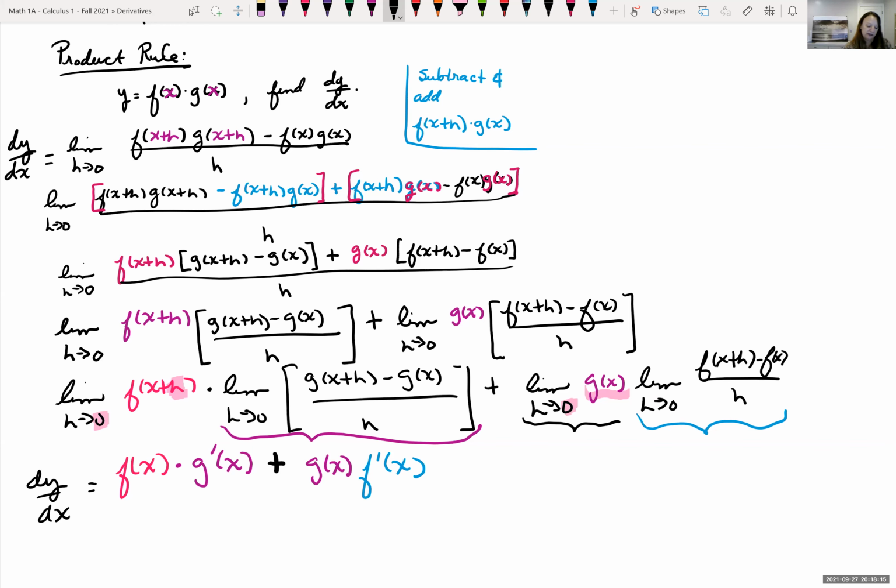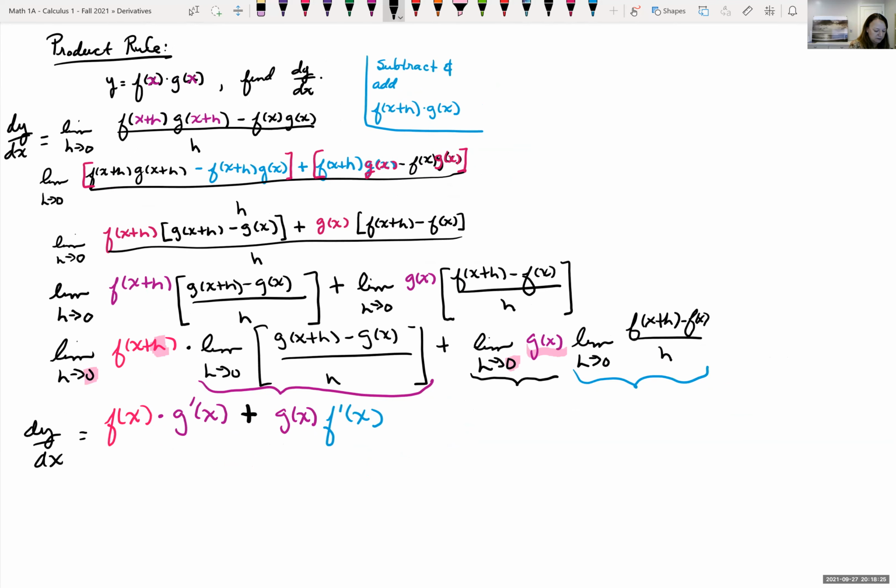I tend to write it a little differently, and I can rewrite this because of the commutative property of addition and multiplication. I tend to write it out like this: f prime of x times g of x, but it doesn't matter, plus f of x times g prime of x. Okay, so we just derived the product rule.